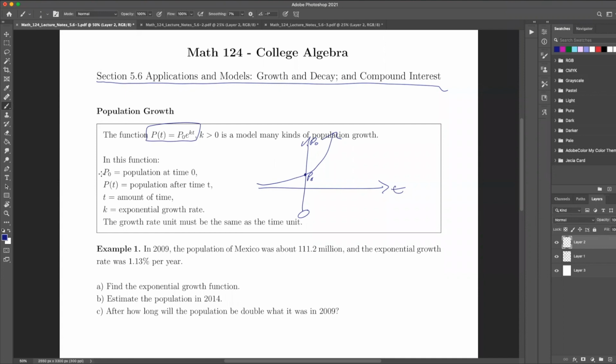So here, P naught is the initial population, so population at time 0. Whatever that is, you just say that's P naught. P of t is our population after a certain time. E is that certain natural number, 2.718, that long thing we did. K is our exponential growth rate, and t is the amount of time. The growth rate and time must be in the same unit, so please make sure the units match.